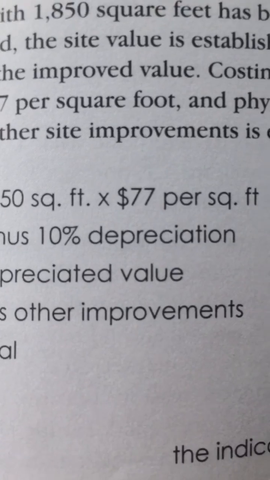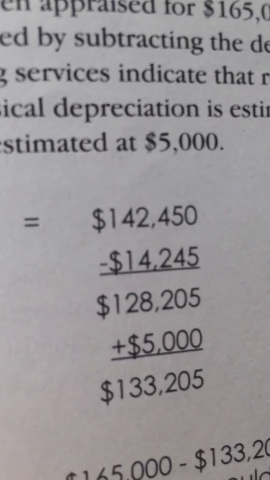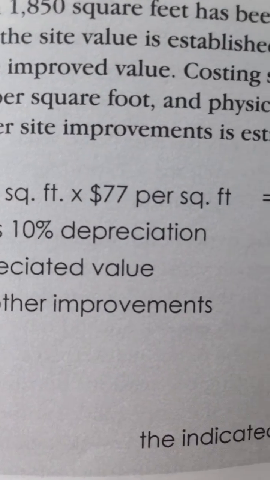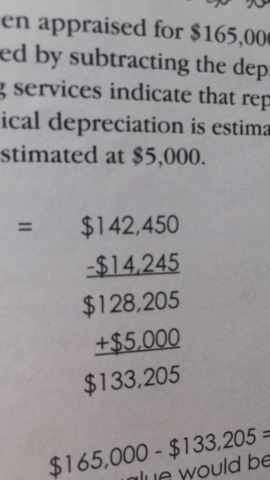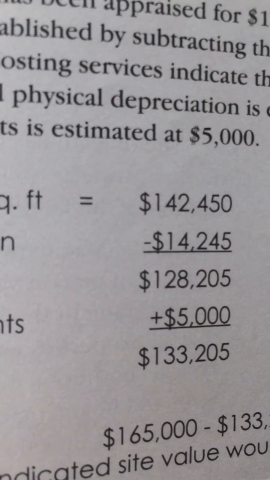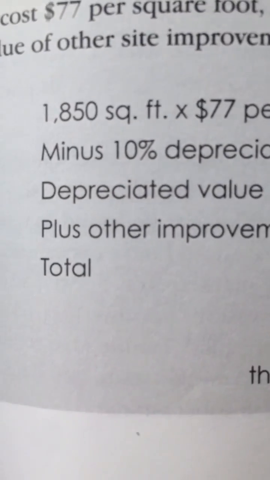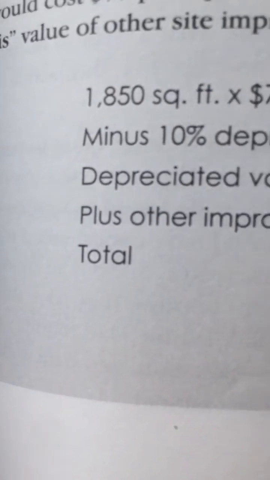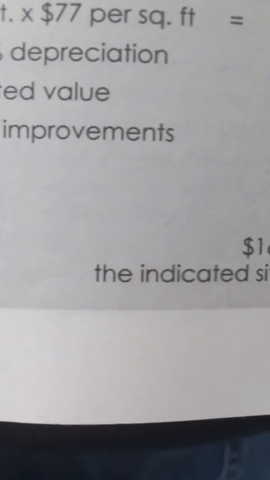1,850 square feet multiplied by $77 per square foot equals $142,450, minus 10% depreciation, minus $14,245. The depreciated value is $128,205 plus other improvements, so add $5,000. Your total is $133,205.